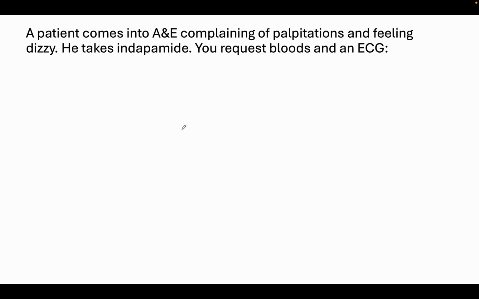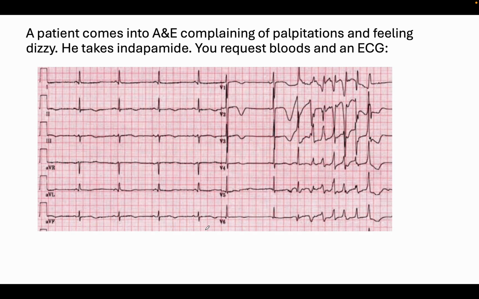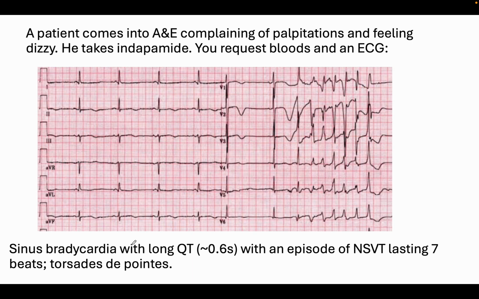So next example, a patient comes into A&E complaining of palpitations and feeling dizzy. He takes indapamide. You request bloods and an ECG. Here's his ECG. So feel free to pause the video and work it out yourself, otherwise the answer is coming up now. So this is sinus bradycardia with a long QT interval, around about 0.6 seconds, with an episode of non-sustained VT lasting 7 beats, which could be interpreted as torsades de pointes. So well done if you got that right. If not, we can go through it together.